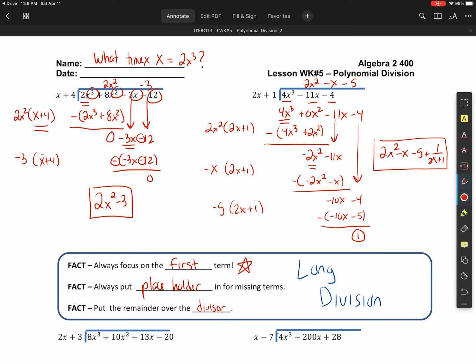My key advice is always, always, always focus on getting rid of the first term. Get rid of the first term. If you happen to get rid of 2 terms at once, that's great. When we're working on division with a binomial, you always have to match up with a binomial. And last but not least, placeholders. Always have your placeholders. Lots of points are lost by people forgetting to put in the placeholders.